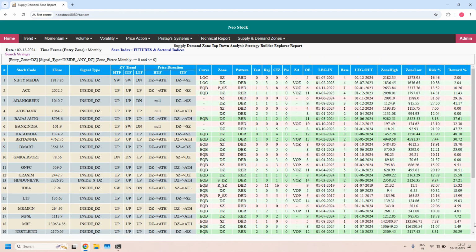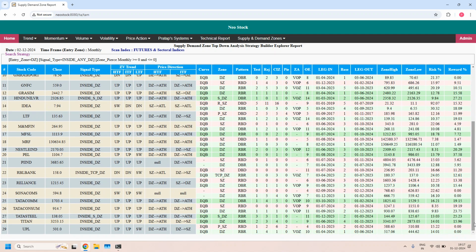Okay, we got a big list. These are the first 19 stocks where price closed inside the monthly demand zone. I am scrolling the list down. So total 29 monthly demand zones are filtered where price closed inside these monthly demand zones. We can further filter this list based on high probability monthly demand zones based on EMA confluence.